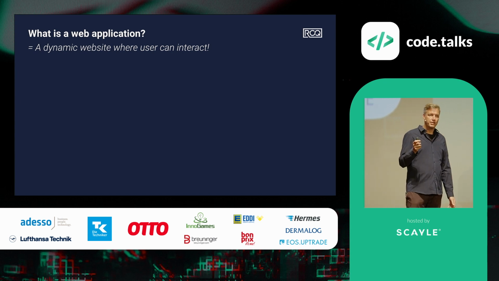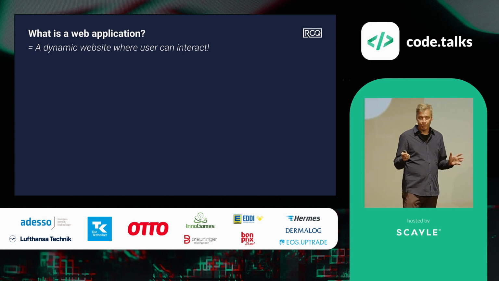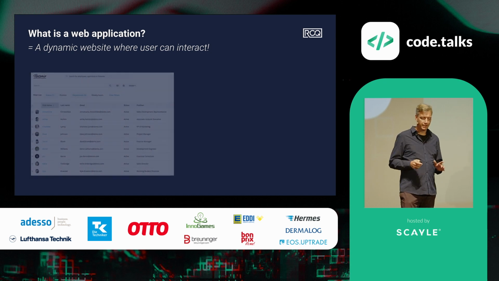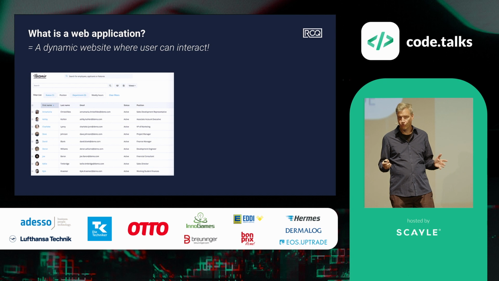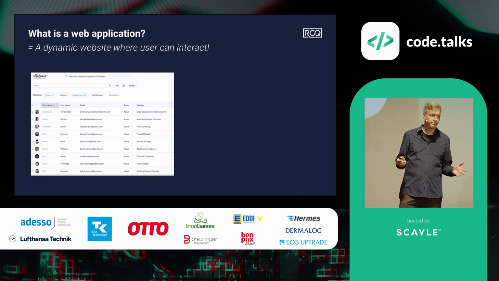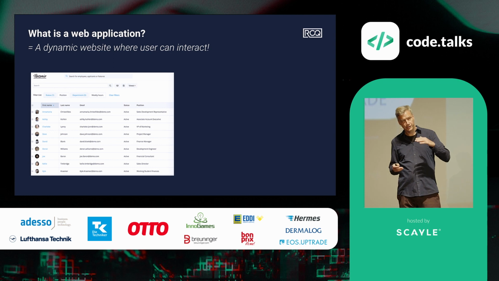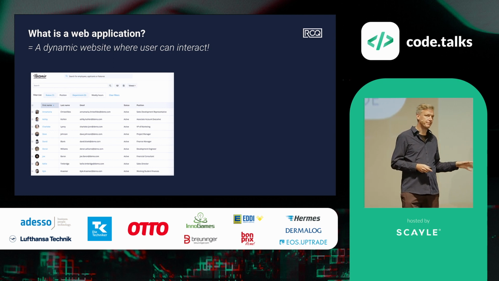A web application could be a shop system, but we're not talking about e-commerce today. We're talking about everything except e-commerce. A typical web application you may know from your day-to-day work is Personio. That's a web application where companies manage their employees, where you can see users, tables, you can edit, you can put in your vacations, your sickness, etc.